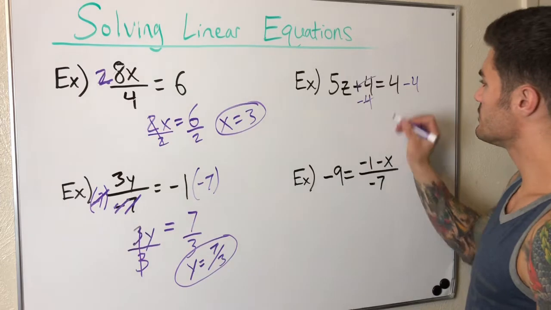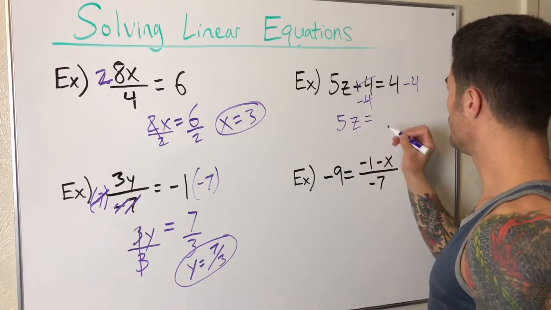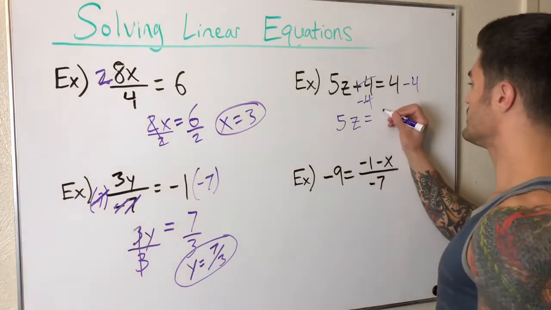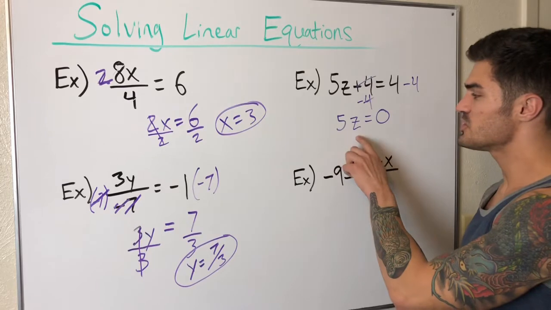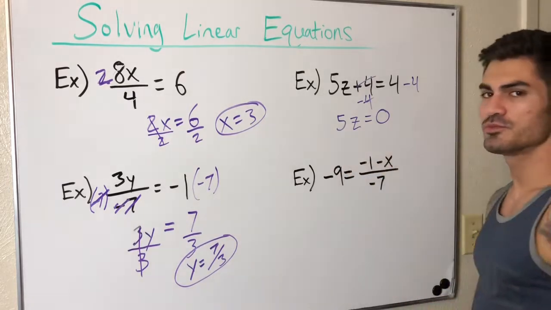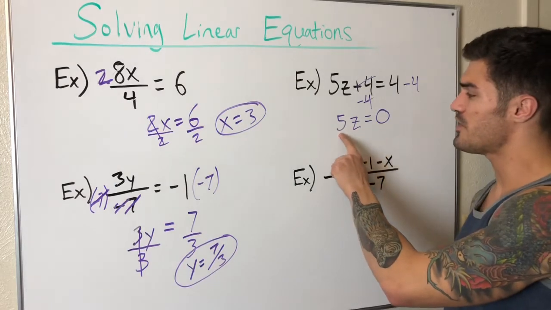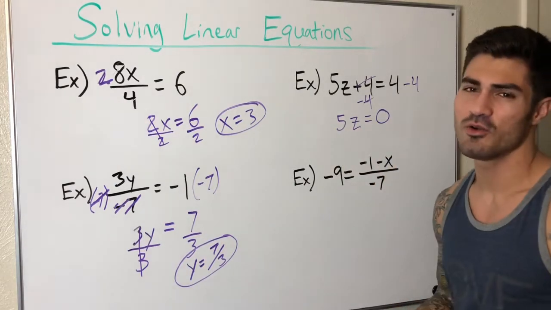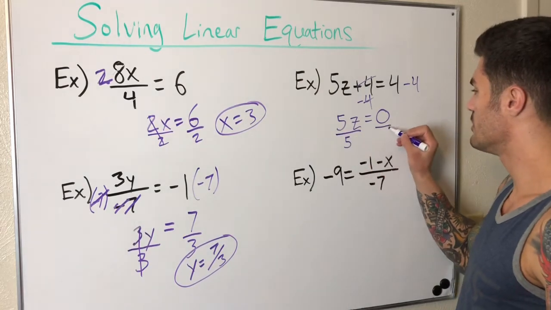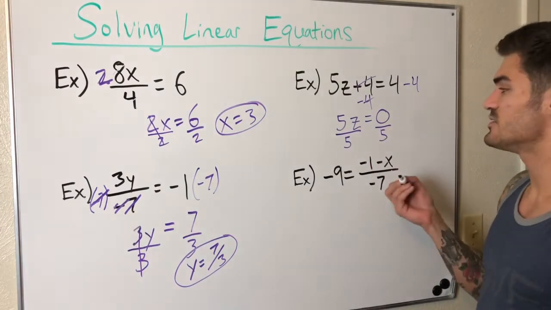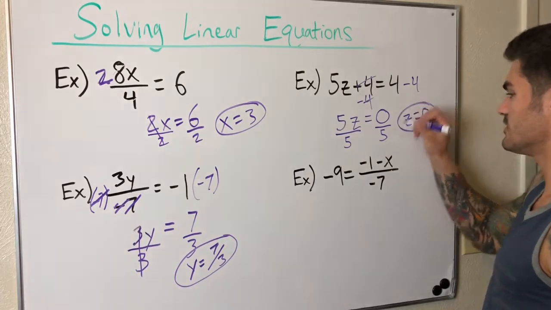These 4's cancel. I get 5z equals 4 minus 4, that's 0. So what this means is I have 5 times some number equals 0. What's the only number that works? What's the only number I can multiply 5 by to get 0? That's 0, right? But you could also divide both sides by 5, and that works too, because 0 over 5 is 0. So either way you want to think about it, z is 0.